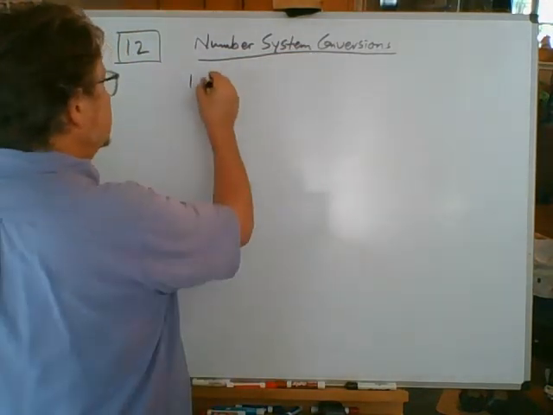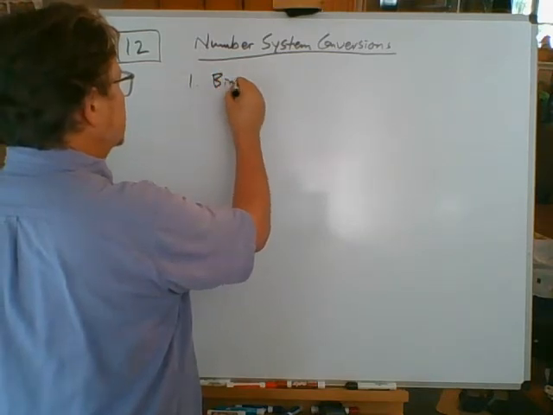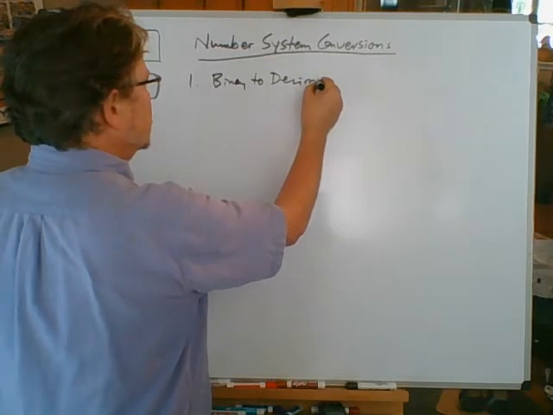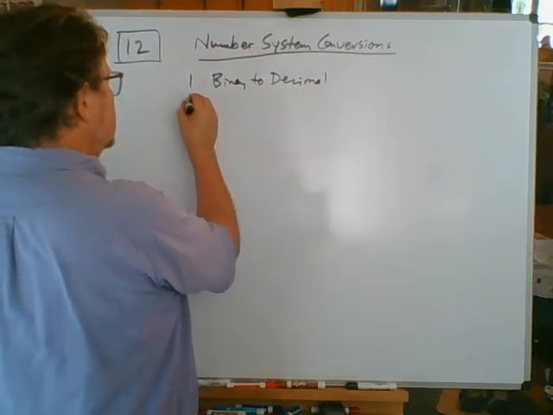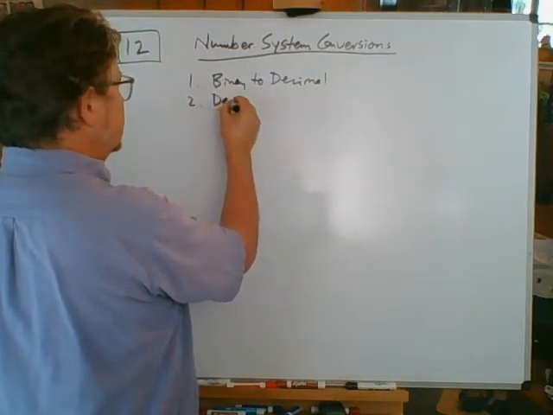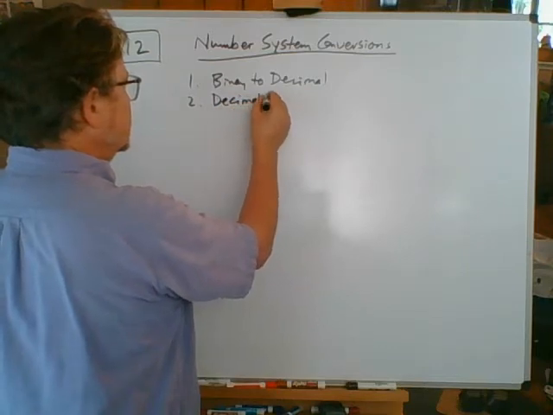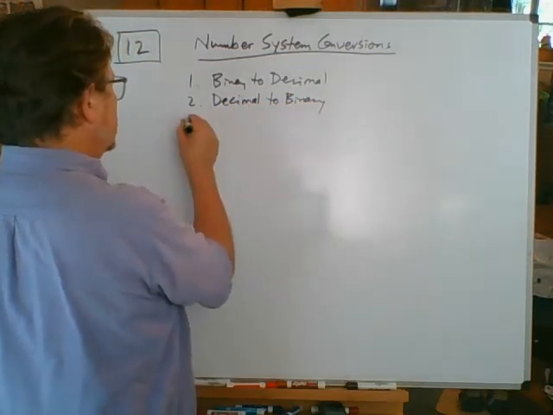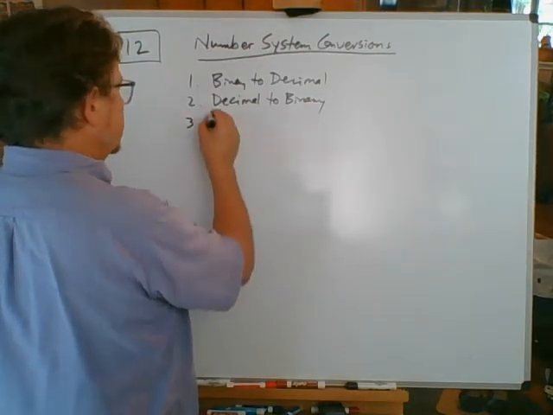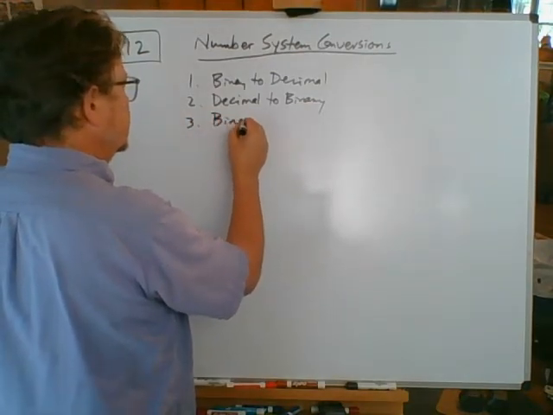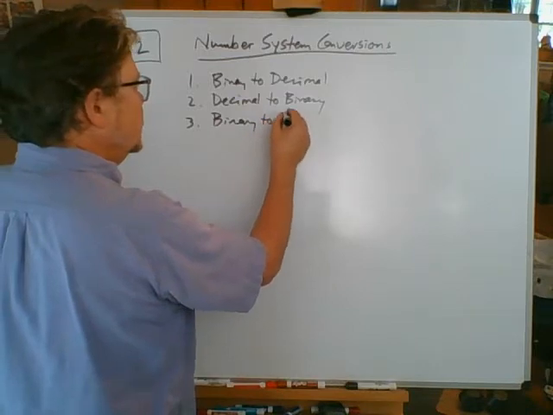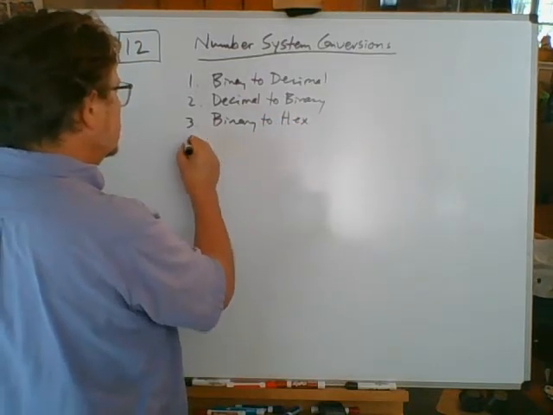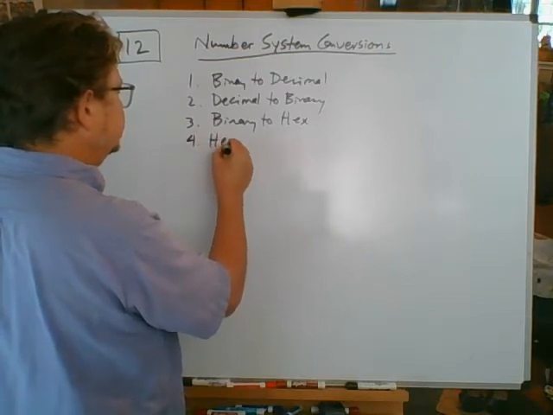There are, one, binary to decimal, base 2 to base 10, and back, two, decimal to binary. Three, we've got the hexadecimal, binary to hex, our insider abbreviation for hexadecimal. Four, hex to binary.